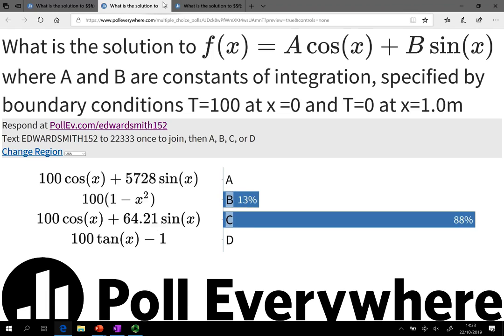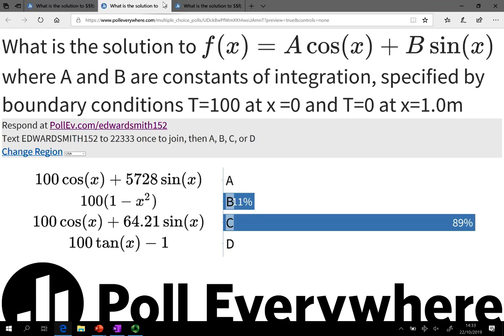Okay, we should move on. So it was good, most people have got the right answer here. Let me just show you the process.